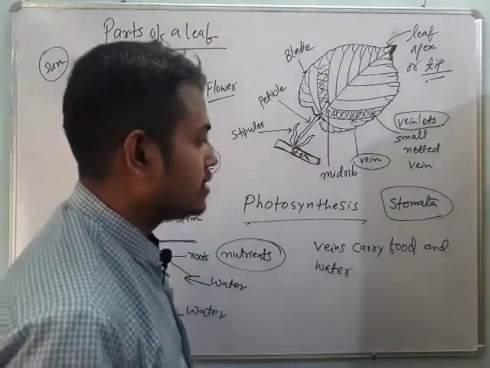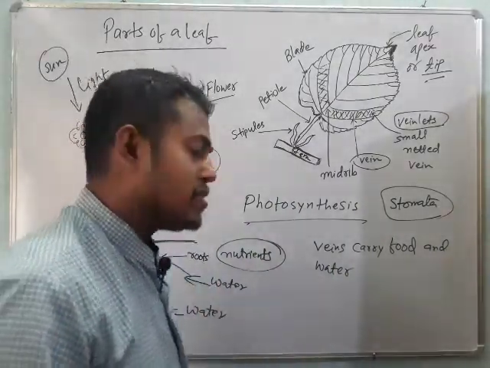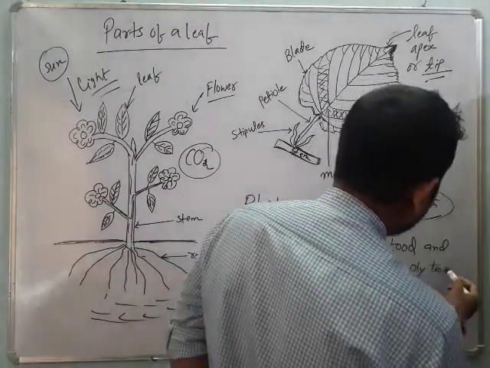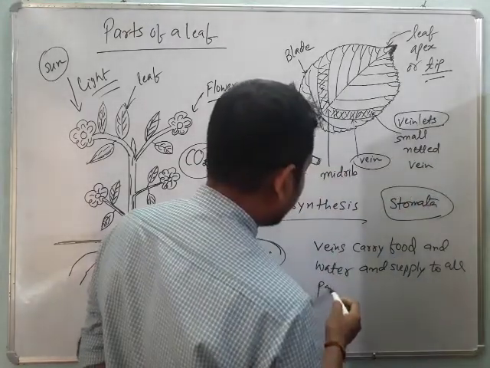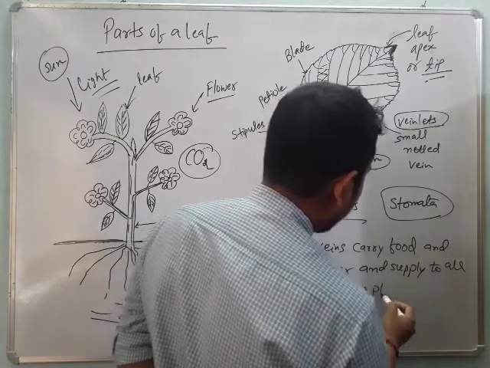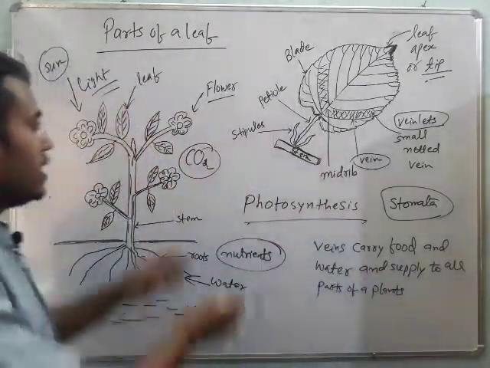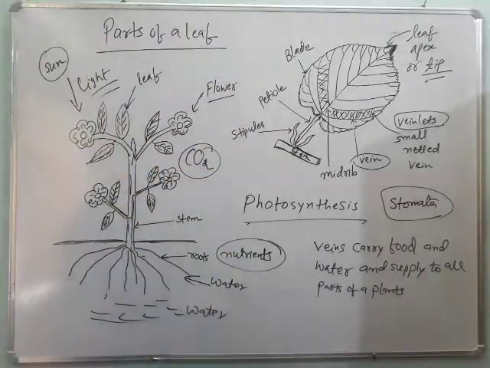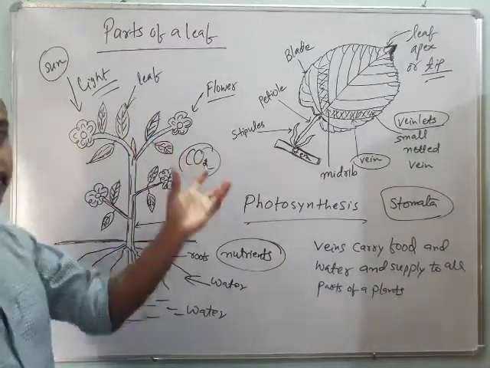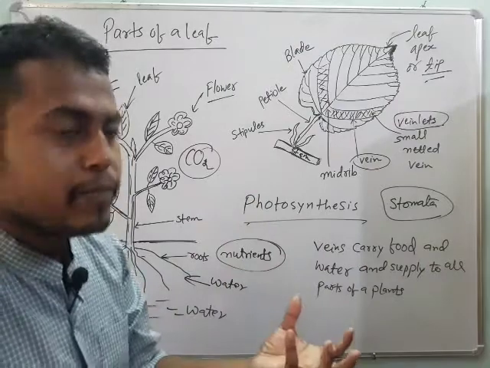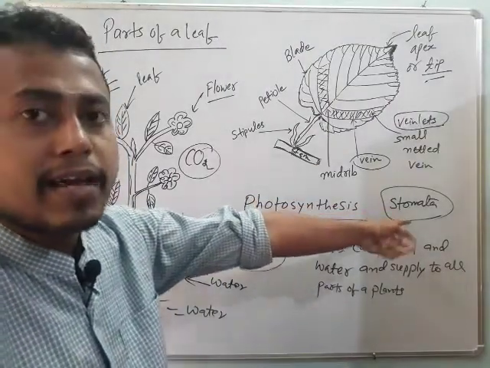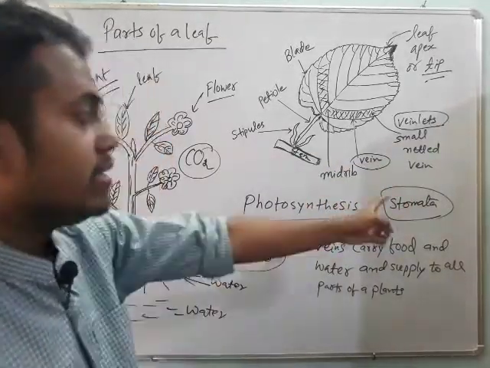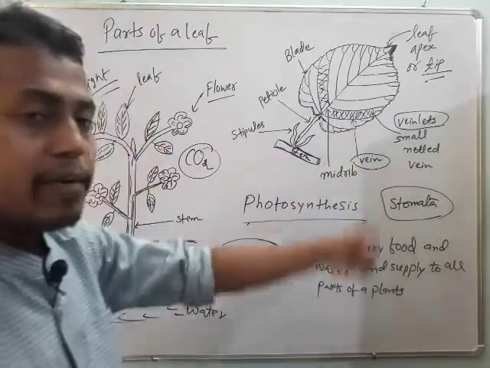Veins carry food and water and supply it to all parts of the plant, and that is how everything occurs. When sunlight falls on the leaves, they get charged up, and after that the stomata get alert and receive the message that they have to function, and then the stomata enable carbon dioxide.